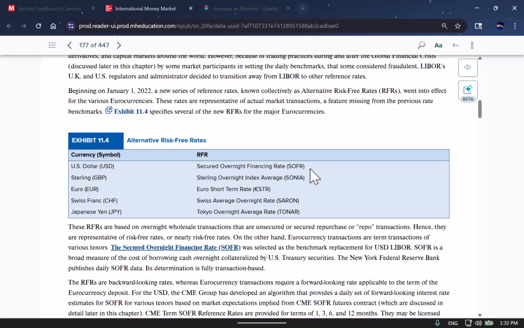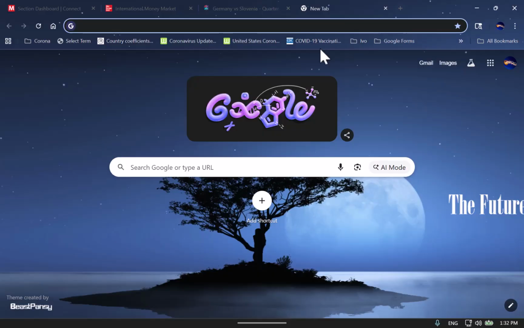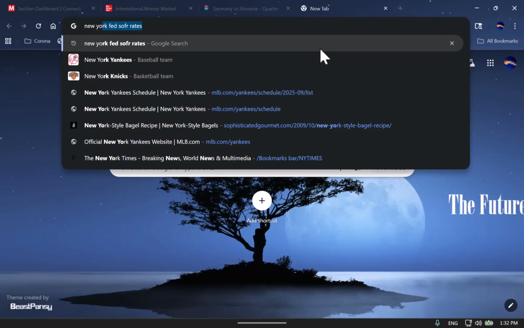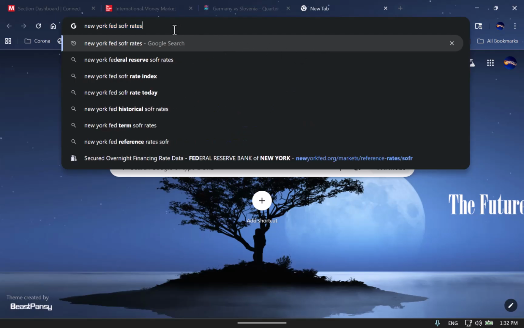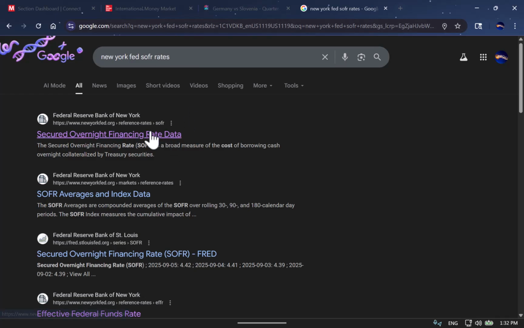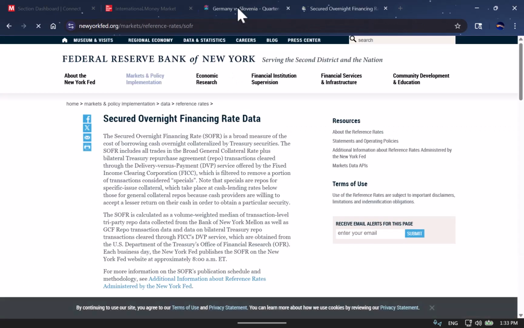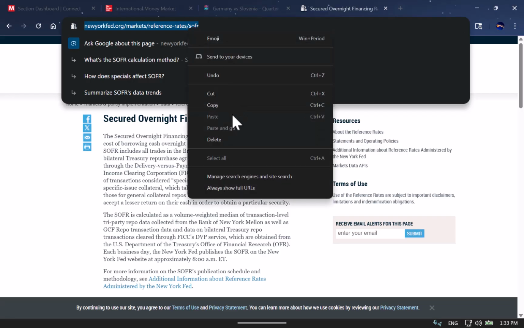This is essentially overnight rates, but they're collateralized by some sort of security: treasury bonds, commercial papers, T-bills, what have you. The New York Fed actually publishes summary values of these. If you type New York Fed SOFR rates, it's going to get you a link. I'll actually put this in our notes.